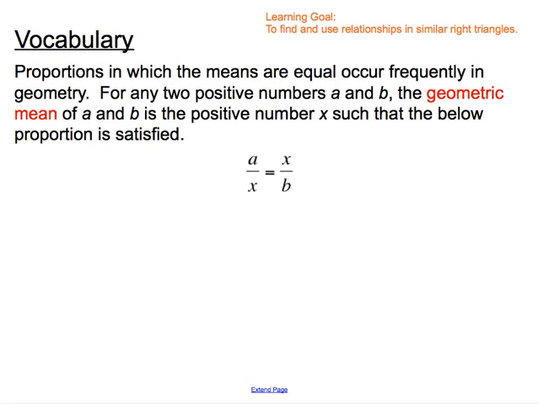This theorem has two corollaries, and for the two corollaries we need some new vocabulary. Proportions, where the means are equal, occur frequently in geometry, so they're given a special title. We say that for any two positive numbers a and b, the geometric mean is the positive number x such that the below proportion is satisfied. So here we have a over x equals x over b. So x is the geometric mean of a and b.